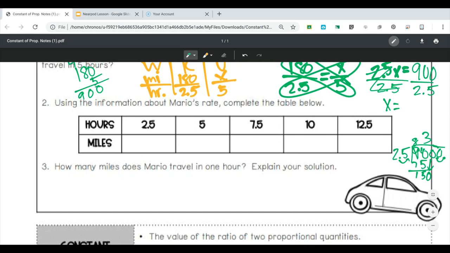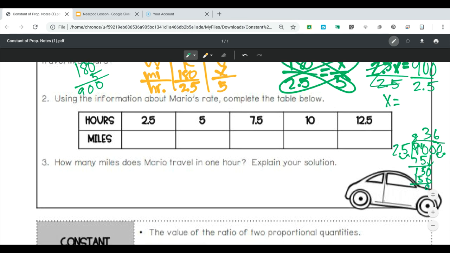Okay, and 25 goes into 150 6 times, which is correct. Bring down 0. 25 goes into 0 times. So that will equal 360 miles. Okay, so Mario can travel 360 miles in 5 hours.